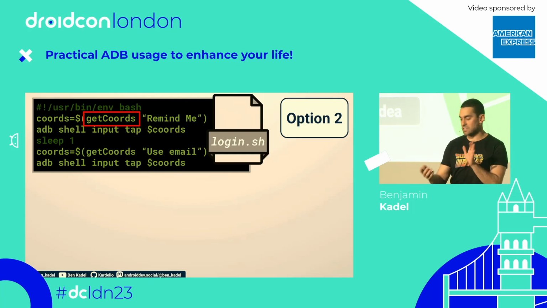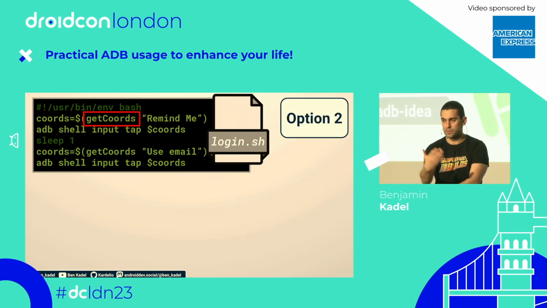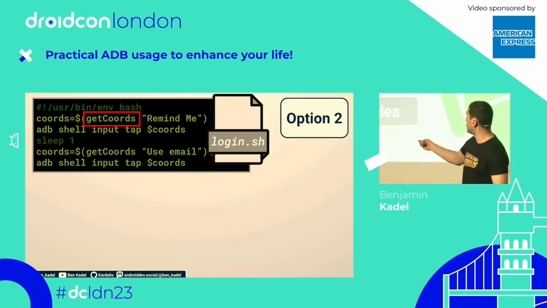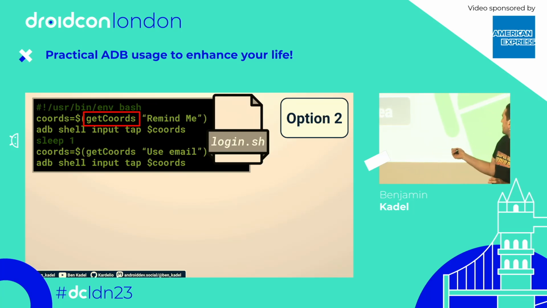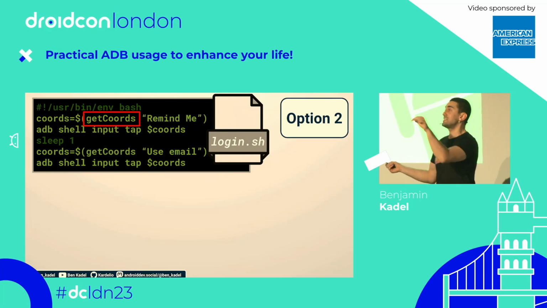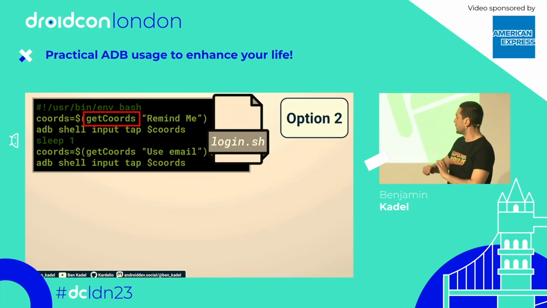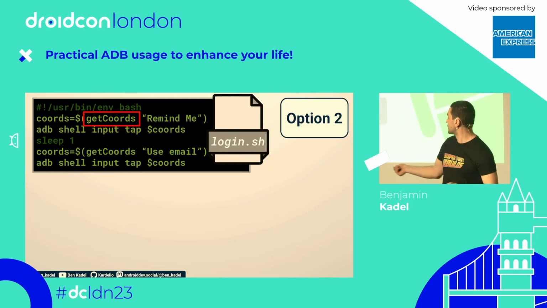Top left, scrcpy. Amazing way to mirror your physical device onto your computer screen. Great for presentations. We've got jq, a JSON terminal parser. Oh, it's so good. We've got some GUI tools for ADB on the Mac, and we've got some IDE plugins for ADB as well. Great things. Maestro, of course, is bananas. So check all those things out.